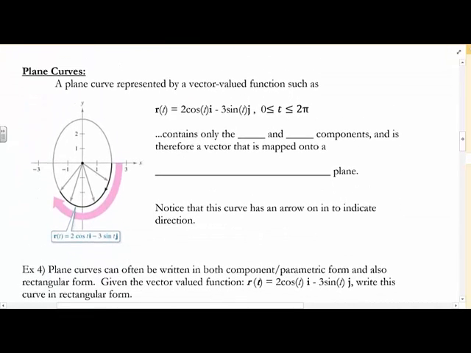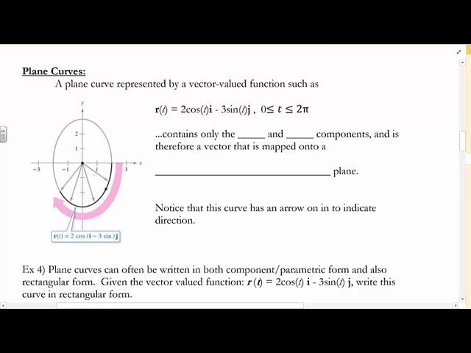Now, all this stuff we've talked about, domain and range, that usually has to do with functions, and functions are visual. I can see them. Well, here's what they look like. A plane curve represented by a vector-valued function, such as r of t equals 2 cos t minus 3 sine t, i and j from 0 to 2 pi, is going to look like this ellipse here on the left.